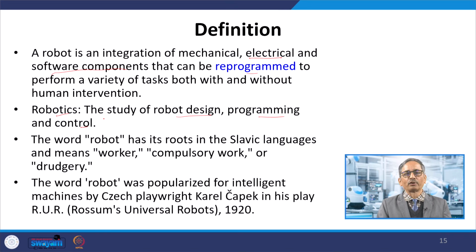The word robot has its roots in the Slavic language, and essentially means a worker or compulsory work or drudgery. The word robot was popularized for intelligent machines by Czech playwright Karel Čapek in his play R.U.R., that is Rossum's Universal Robots, in 1920.